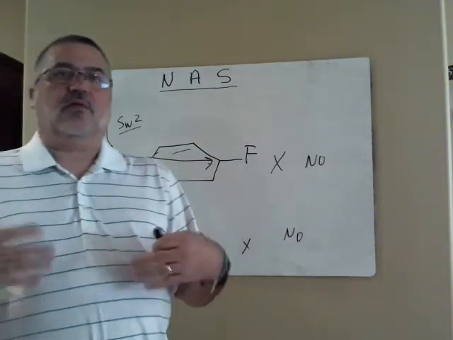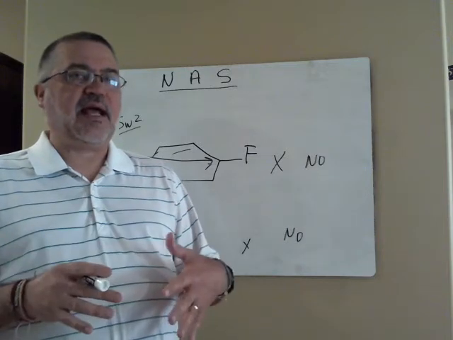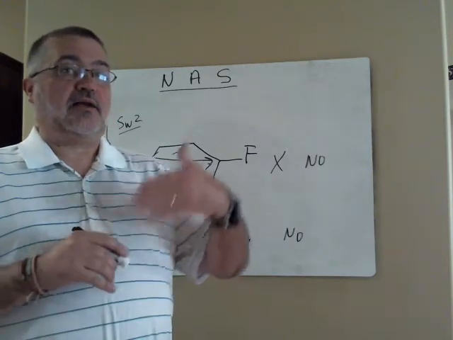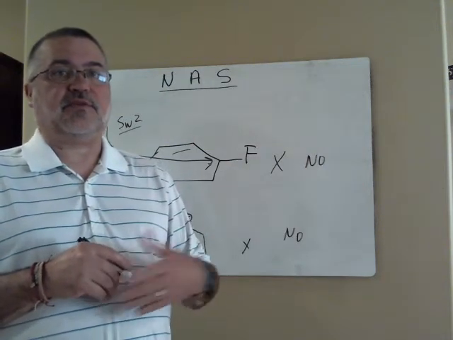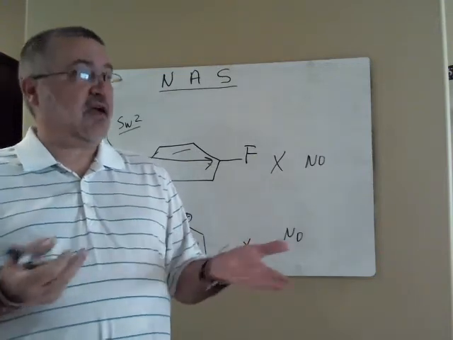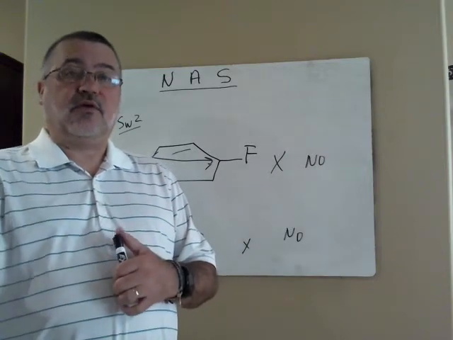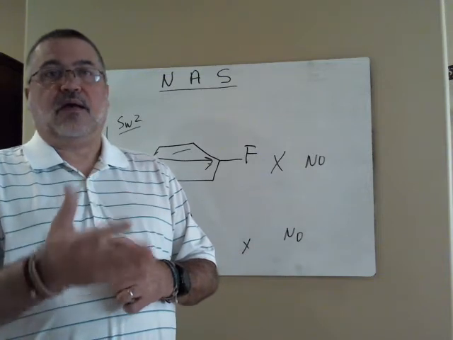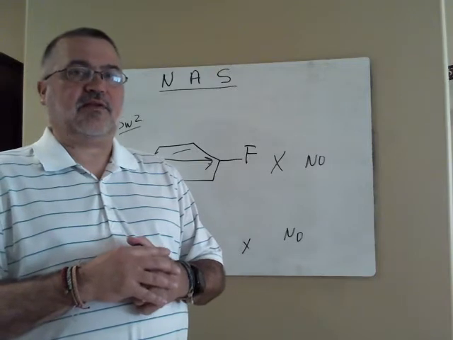We said, what would be the mechanism of this reaction? Because instead of the ring acting as the nucleophile, reacting with an electrophile, which is what we saw with electrophilic aromatic substitution, now we have the reverse reactivity, where we have a nucleophile that's got to come into the ring. So the ring is now electrophilic. Okay, and so mechanistically, how would this work?